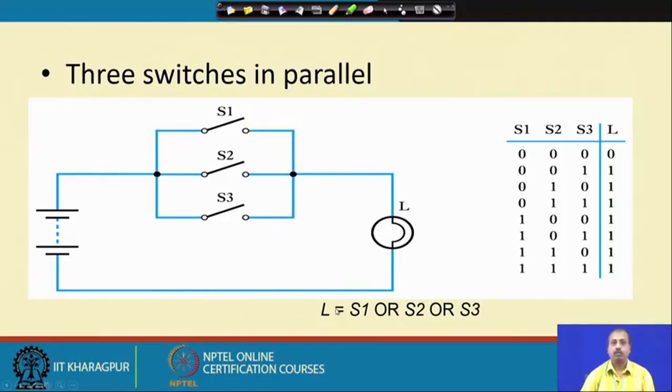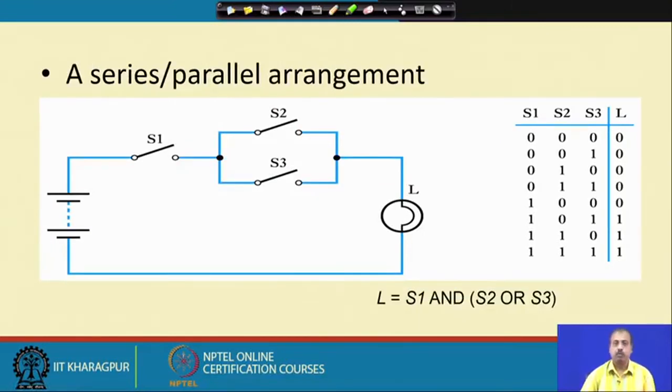But the OR that we have seen so far is a two variable operation, a two operand operation. So we have to write two ORs in between: S1 or S2 or S3. This way we can represent three switches in parallel.